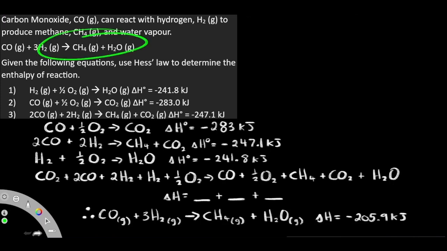All right, we have a target equation here. We obviously want CO. We want 1 CO. The problem is we have 2 sets of COs. We have 1 mole here and then 2 moles here.